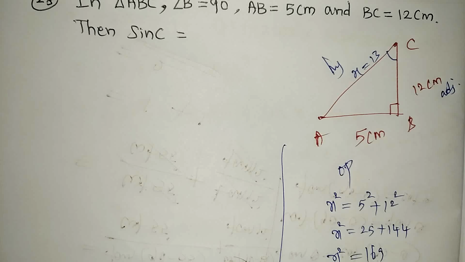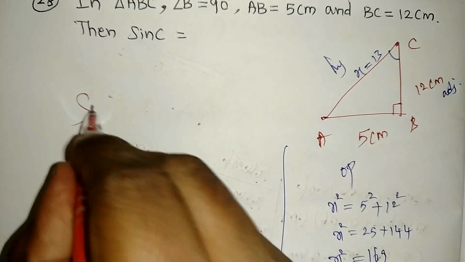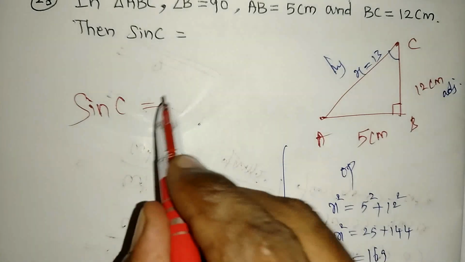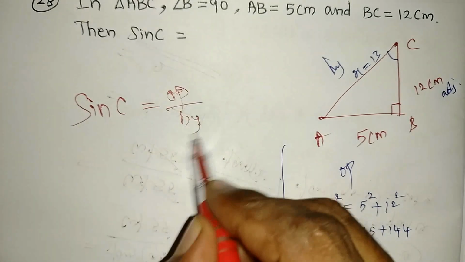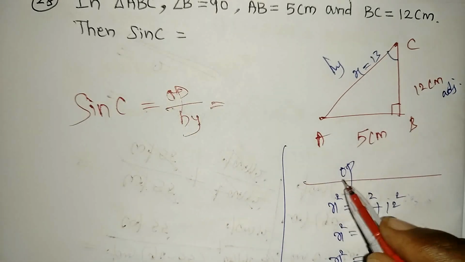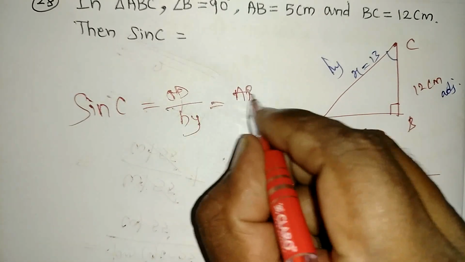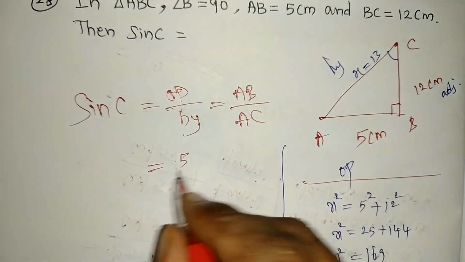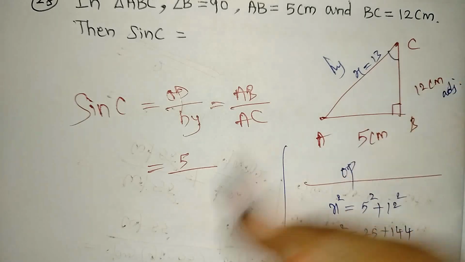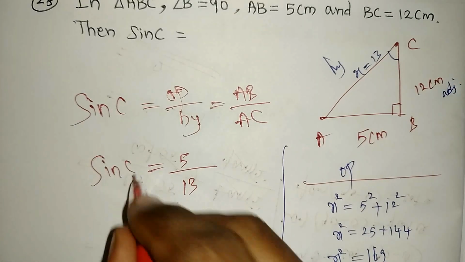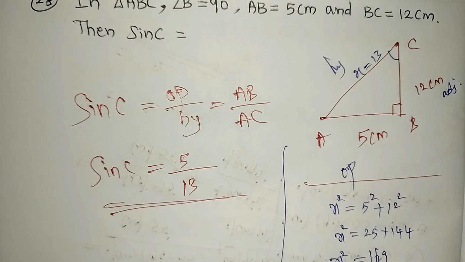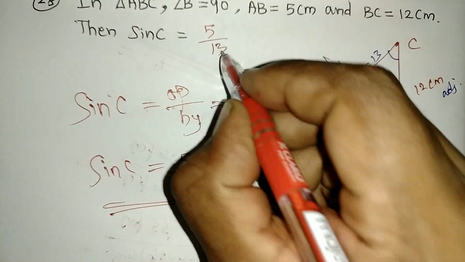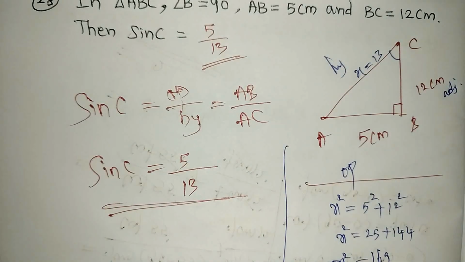We have got it. Now we'll go for what they have asked. Sin C they have asked. Sin C in the sense, opposite divided by hypotenuse. What is the opposite? Opposite is AB, hypotenuse is AC. AB value we know is 5, AC I have taken as x, in the sense 13. So sin C is equal to 5 by 13. 5 by 13, that is our required answer. I didn't write the option, but 5 by 13 is the required answer.